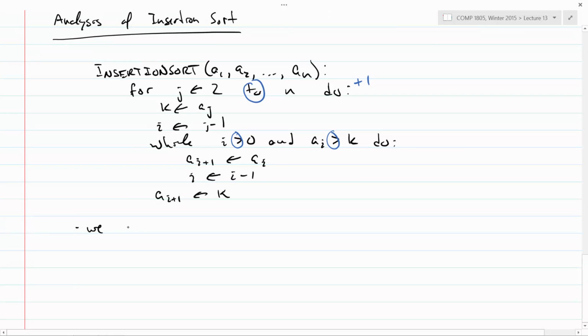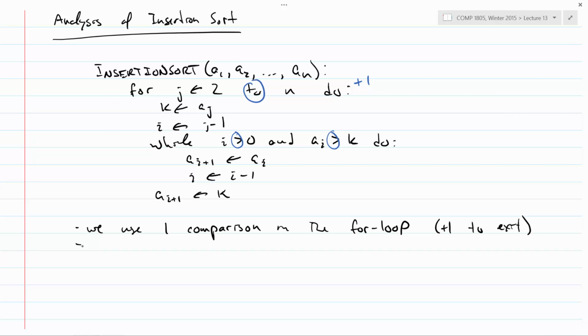So we use one comparison in the for loop. That's the first one, plus one to exit, as usual. And now we look at the inner loop, and we ask ourselves, what's the absolute worst thing that could happen? I'll just call it the while loop, actually, because they're different types of loops.